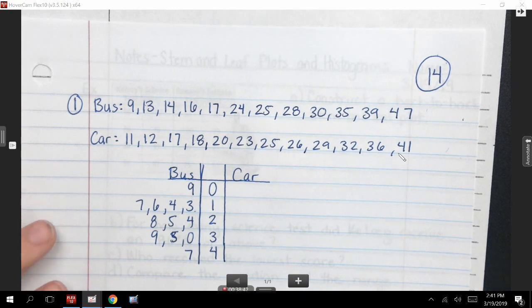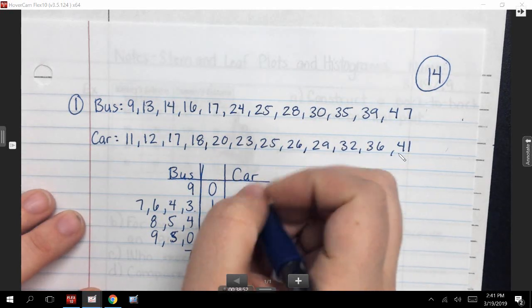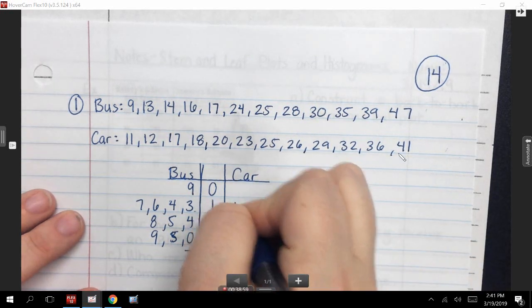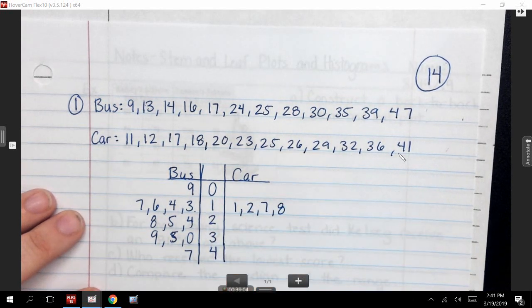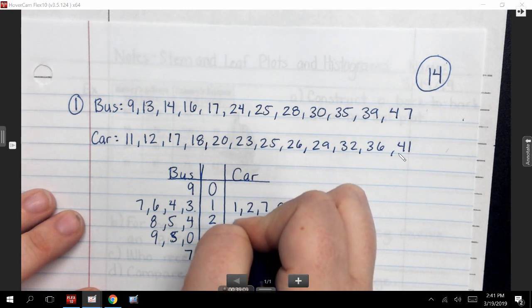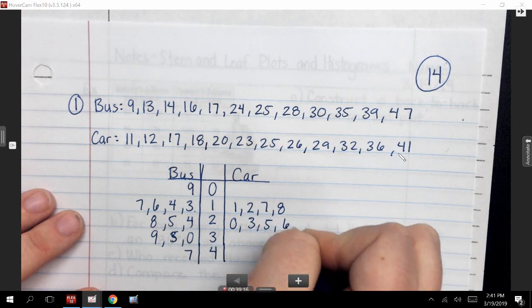For the car, what are the leaves going to be by 0, Aaron? None. You just leave it blank. You don't write anything down at all. All right, for the 1s, what are my leaves? Joelle? 1, 2. Keep going. 1, 2, 7 and 8. Thank you. All right, what about for my 2s, JC? 4, 0, 3. You're right. 0, 3, 5, 6, and 9.